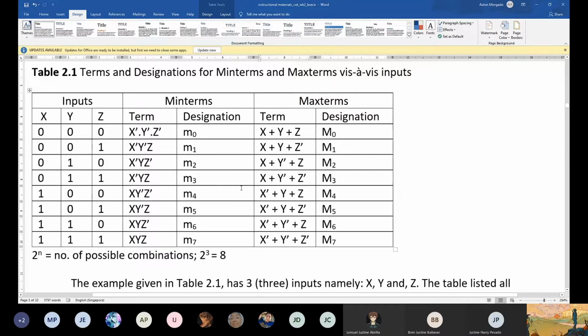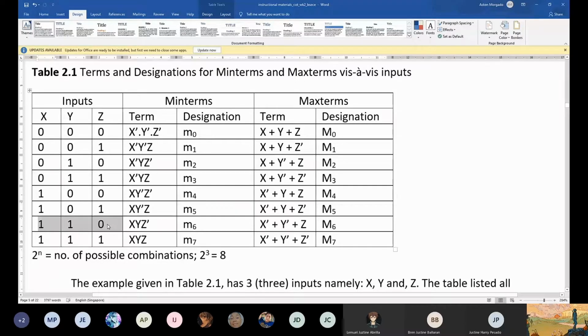For 0, 1, 1, we have x is 0, x, y is 1, so y prime, z is 1, so z prime. So therefore, for 0, 1, 1, you have x plus y prime plus z prime. For 1, 0, 0, x is 1, so x prime, y is 0, y, z is 0, so z. So for 1, 0, 0, we have x prime plus y plus z. For 1, 0, 1, we have x is 1, so x prime, y is 0, y, z is 1, so z prime. So therefore, for 1, 0, 1, we have x prime plus y plus z prime.